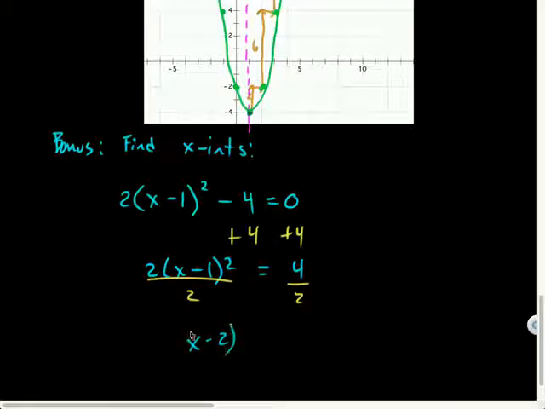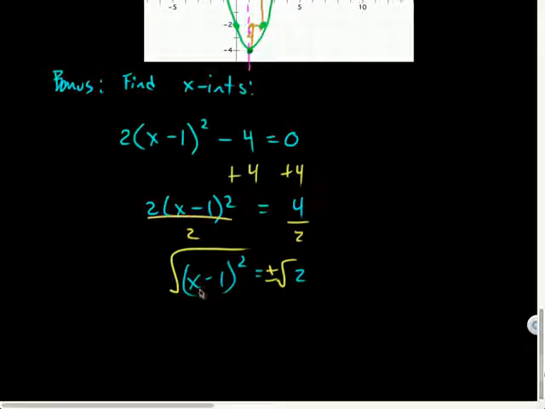X minus 1 all squared equals 2, and then what would I do to both sides? Root, plus or minus, don't forget it. Yeah, so it's going to be irrational, but that's fine. Plus or minus square root of 2.